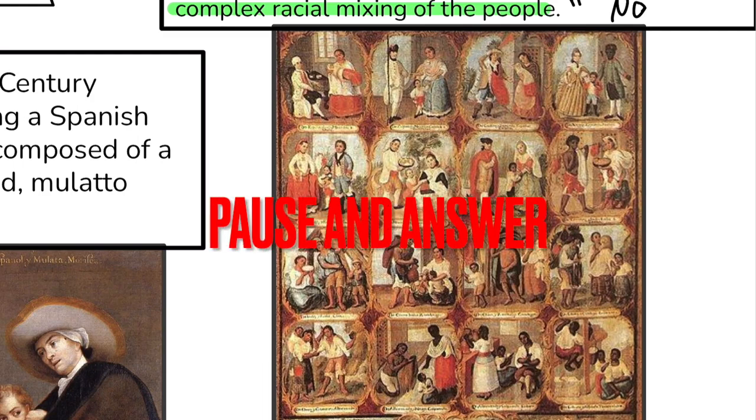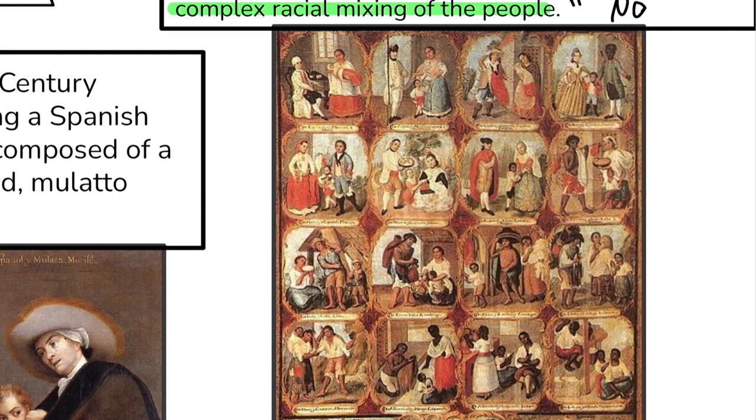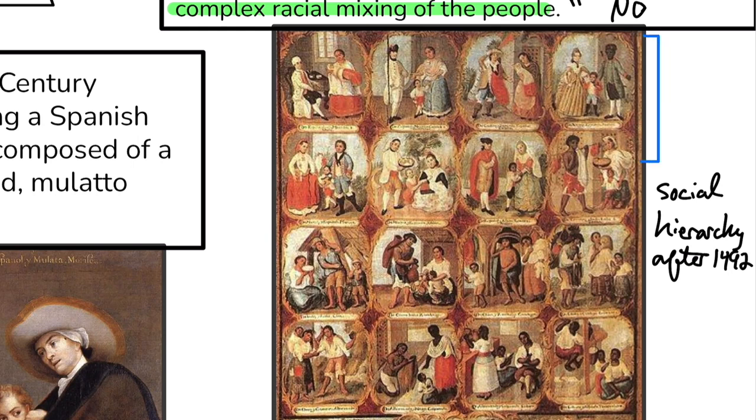Main idea. The image depicts the social hierarchy of the New World after 1492. So you see how he didn't copy the words various social classes, racial mixing. He put it in his own words of, this is that triangle. The image depicts the social hierarchy of the New World after 1492. That's implying the colonialization of the New World by the Spanish and the Portuguese. Okay, so that summary of the main idea would be acceptable.